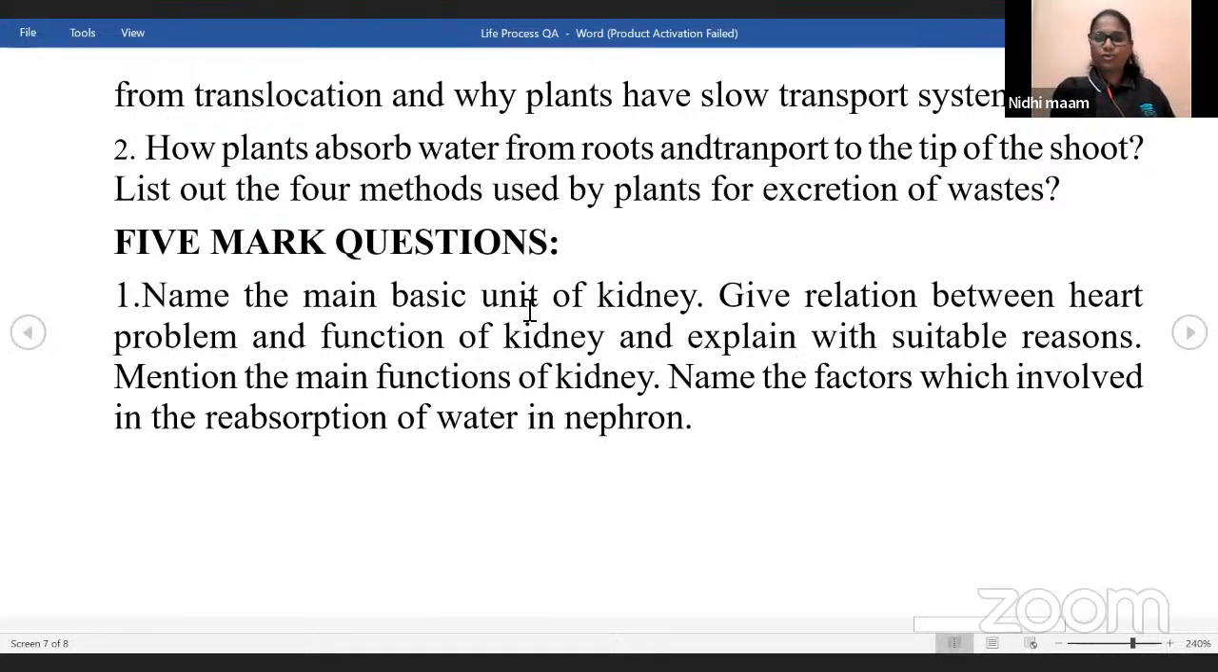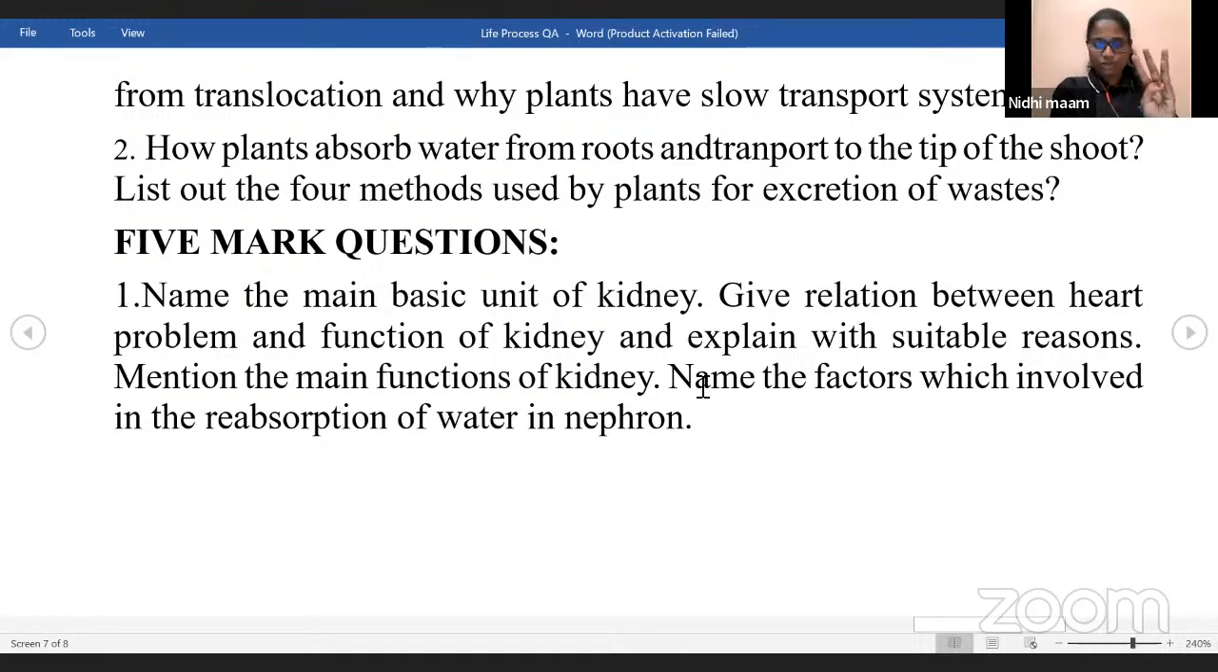Name the main basic unit of a kidney. Again, nephron. Give relation between heart problem and function of kidney, and explain with suitable reason. You have to explain heart problem and function of kidney. This is not very related to your syllabus.